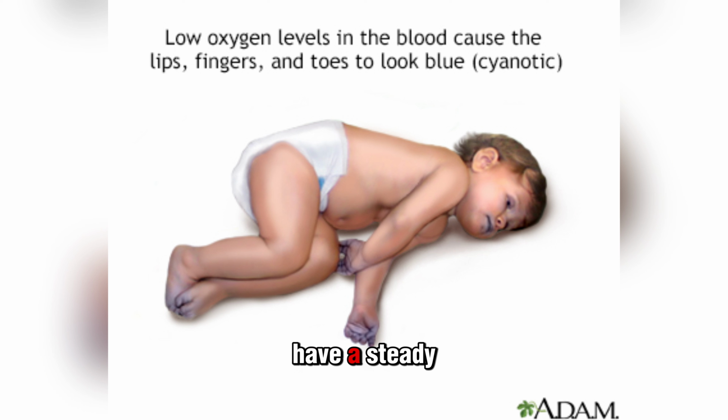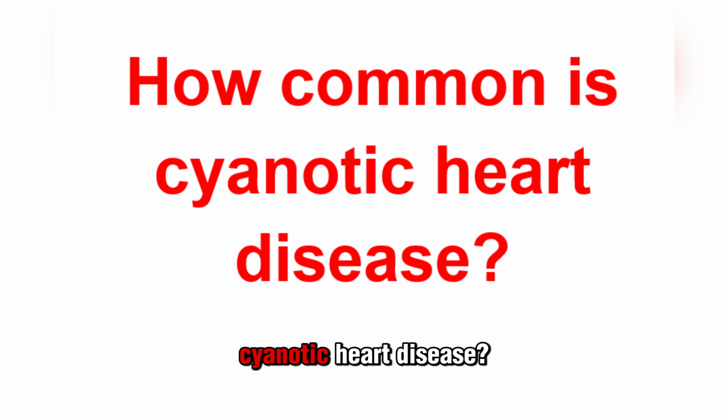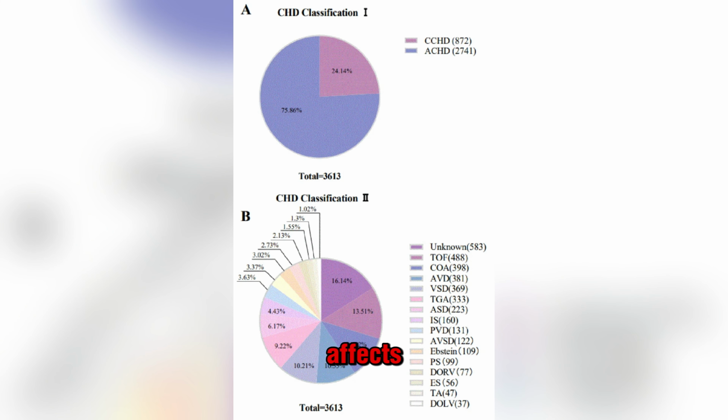Your body must have a steady supply of oxygen to function properly. Cyanotic heart disease prevents your body from getting the oxygen it needs. Structural abnormalities in your heart can cause severe complications and even death. How common is cyanotic heart disease? Congenital heart disease affects 8 to 9 per 1,000 live births. Of those, about 25% have CCHD.